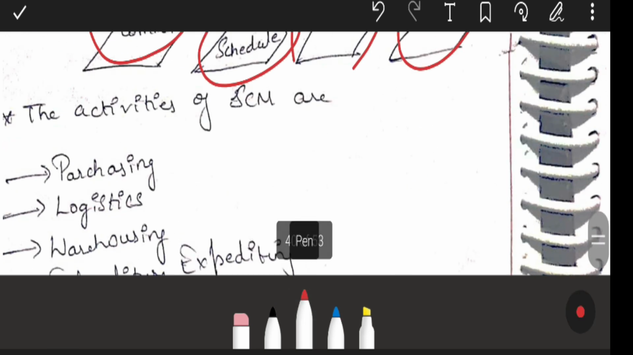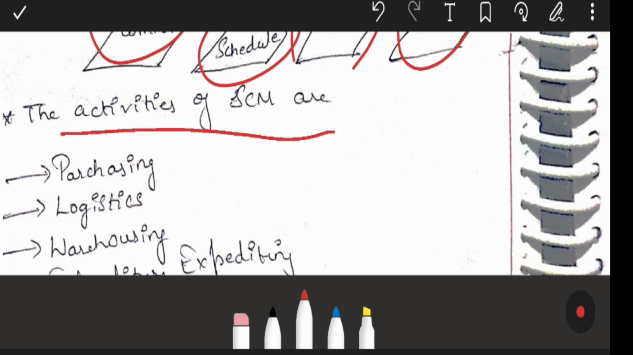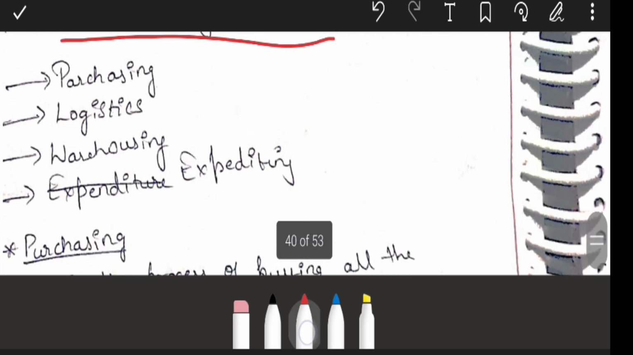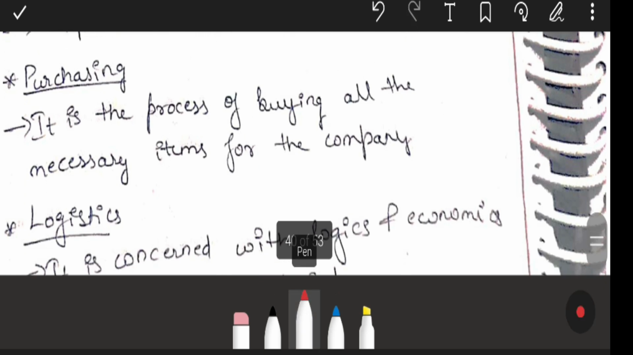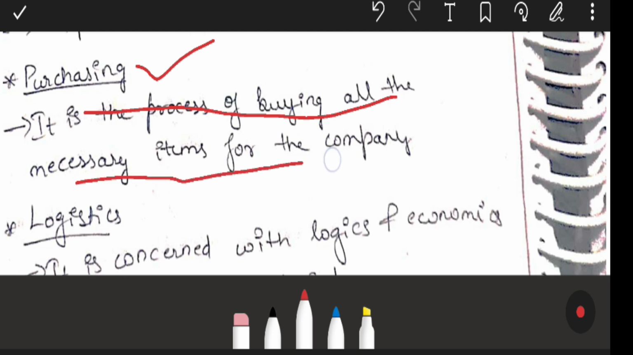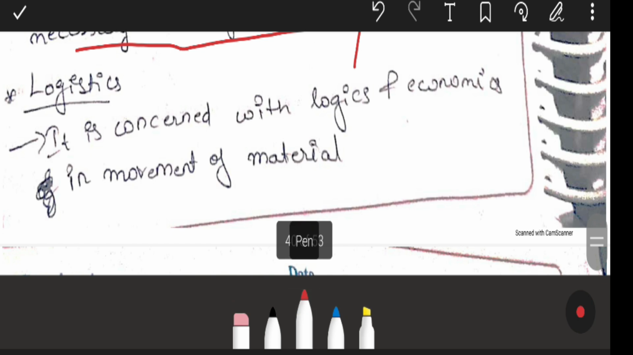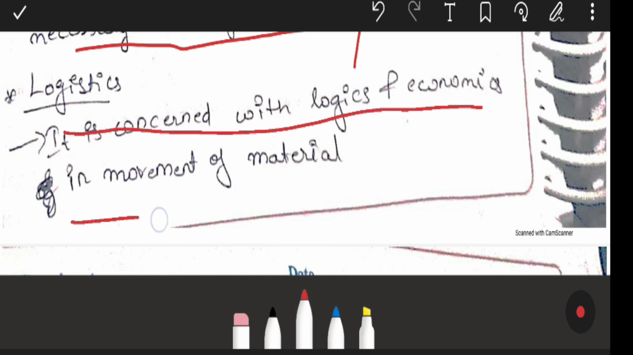The activities involved in supply chain management are purchasing, logistics, warehousing, and expediting. Purchasing means buying, logistics is transportation, warehousing is storing. The first one is purchasing. It is the process of buying goods or necessary items for the company. Logistics is concerned with logistics and economics in movement of material. Movement of material means transportation.